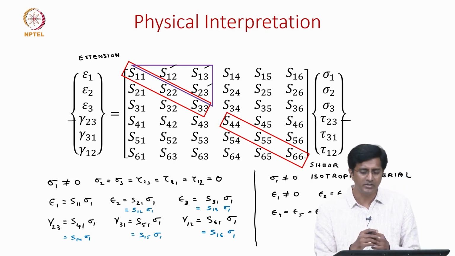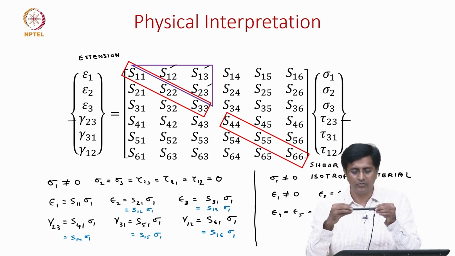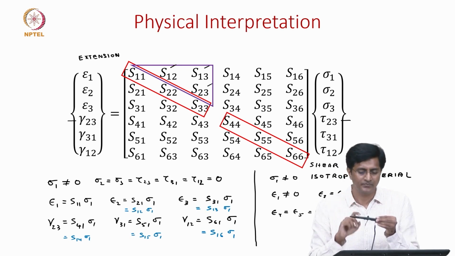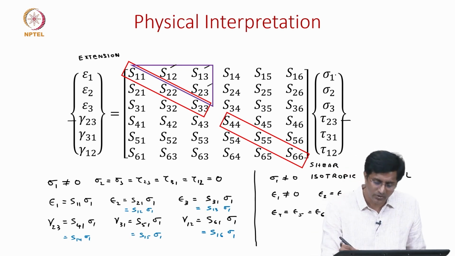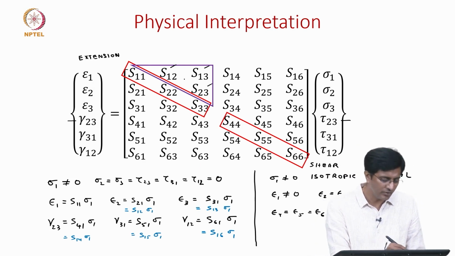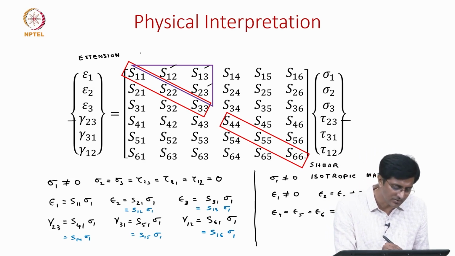Now, let us focus our attention on S12, S13 and S23. What do they signify? They actually signify the Poisson effect, meaning if you are applying loads in one direction, what are the deformations in the transverse plane. For example, if you are loading in direction 1, S12 and S13 will give you the strains in the other directions, epsilon 2 and 3. So, these are called the extension coupling.